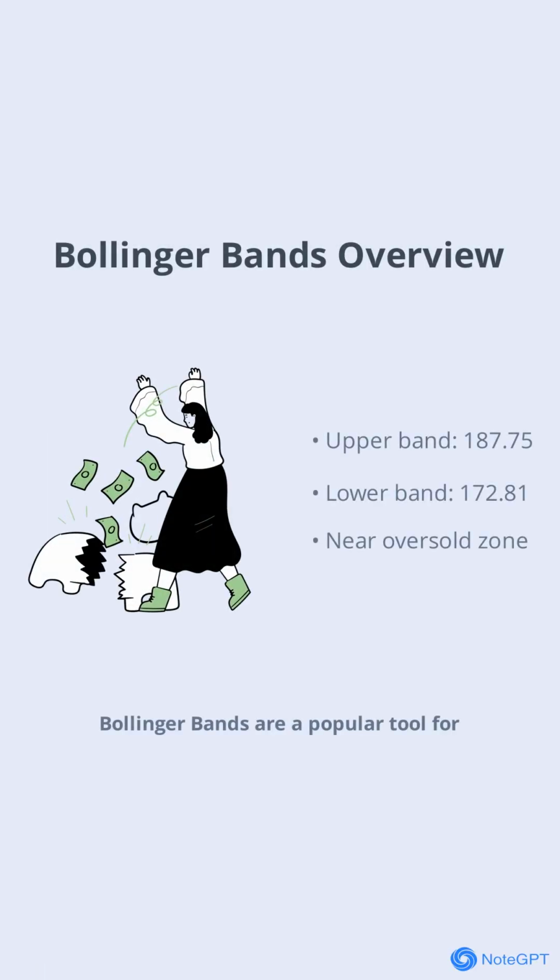Bollinger Bands are a popular tool for measuring volatility and identifying overbought or oversold conditions. For NVDA, the upper band is at 187.75, the middle band at 180.28, and the lower band at 172.81. The current price is close to the lower band, which can sometimes signal that the stock is oversold and may be due for a bounce. However, it's important to consider this in the context of other indicators before making any conclusions.